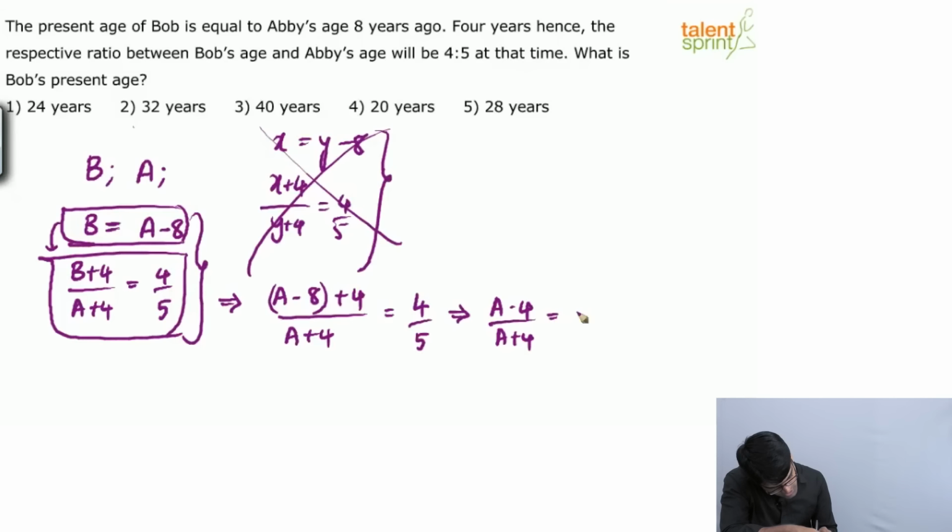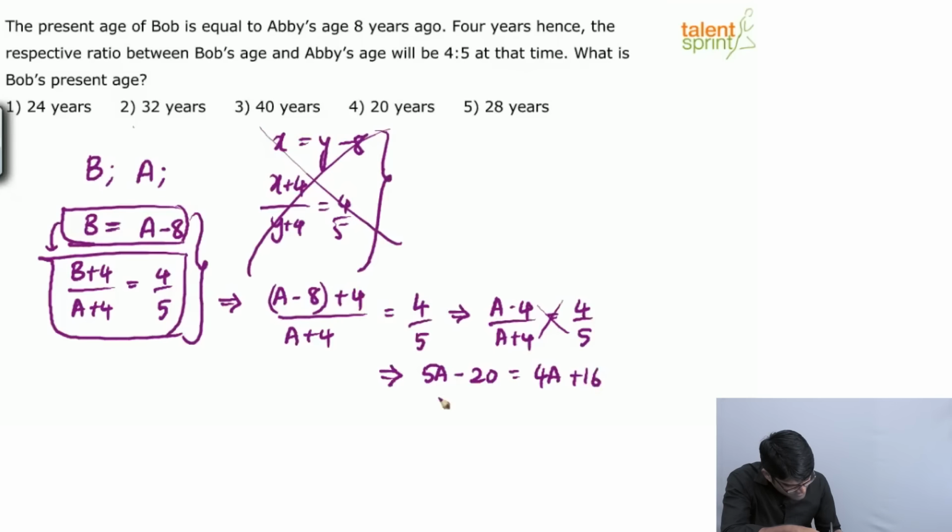Of course, you need not write every step here. You can directly go for cross multiplication. What do we get? 5A minus 20 equals 4A plus 16. So this gives you 5A minus 4A, A is equal to 36, right? 20 plus 16, 36. So AB's age is 36.